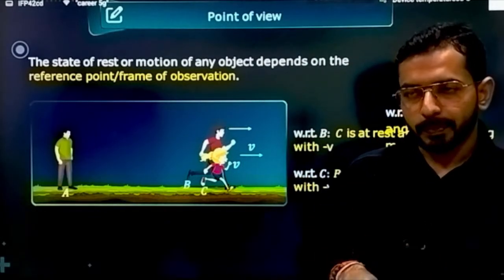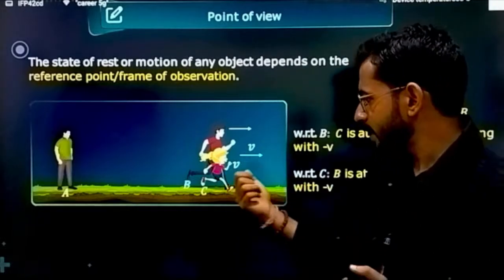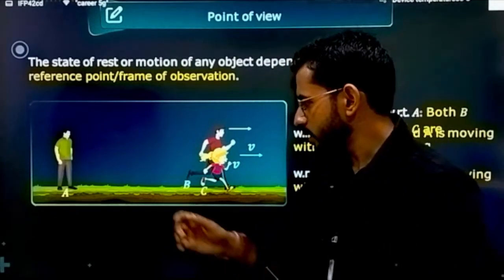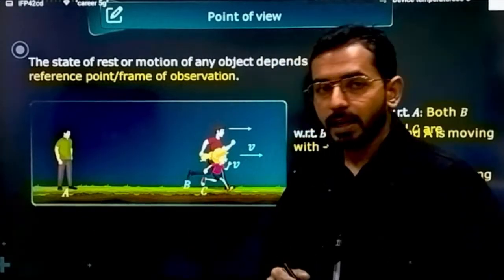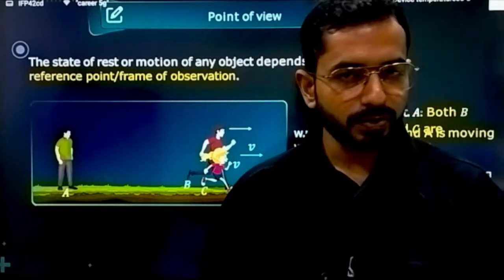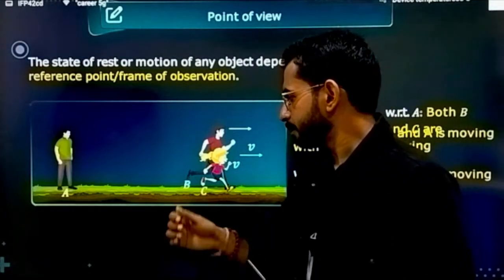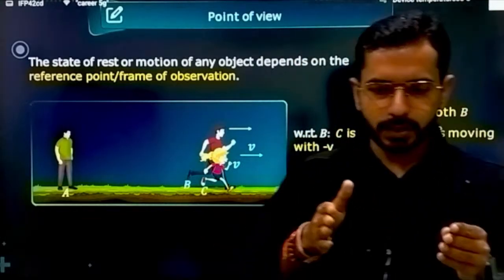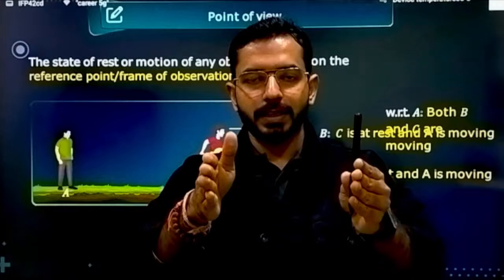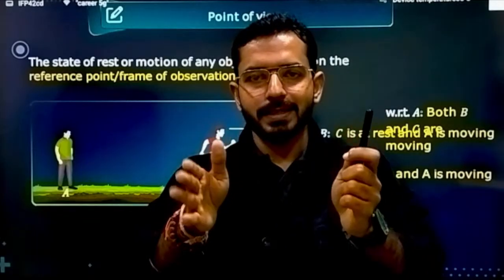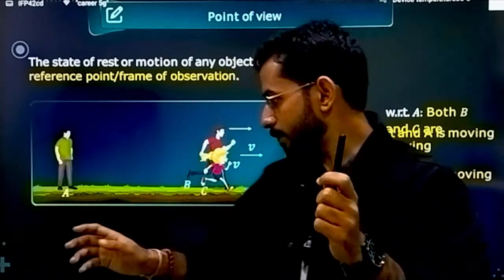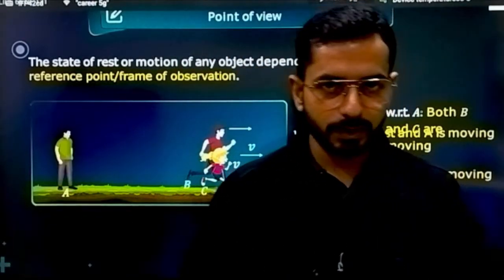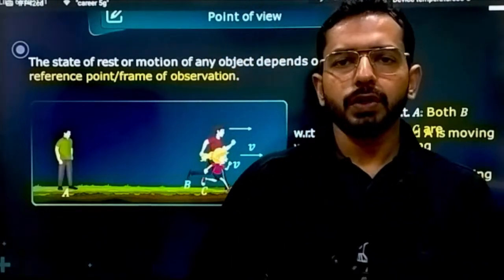Correct? Now I'll say, you, student, you are the observer, let's suppose you are B. Now if I ask you, tell me the behavior of A and C, what will you tell me? If you are B, C is at rest because both of them are moving with the same velocity. That means B and C are moving with the same velocity. So you will say, if you are B, sir, C is at rest, and this person A is moving in the negative direction with a velocity of minus V. You will be feeling that you are at rest.